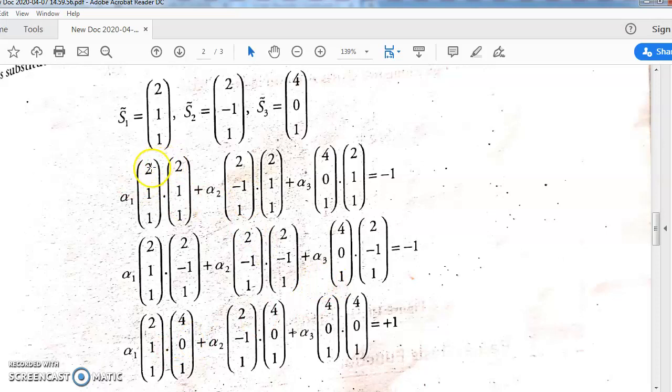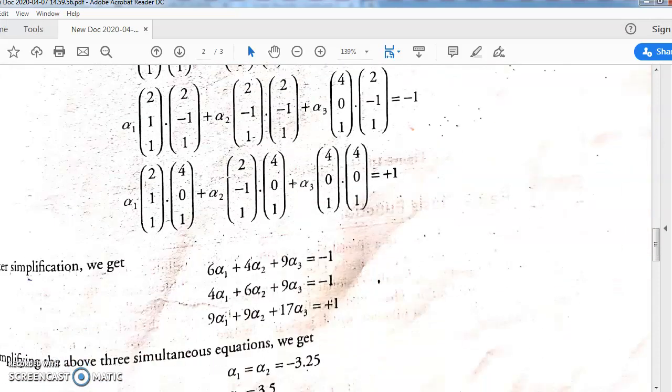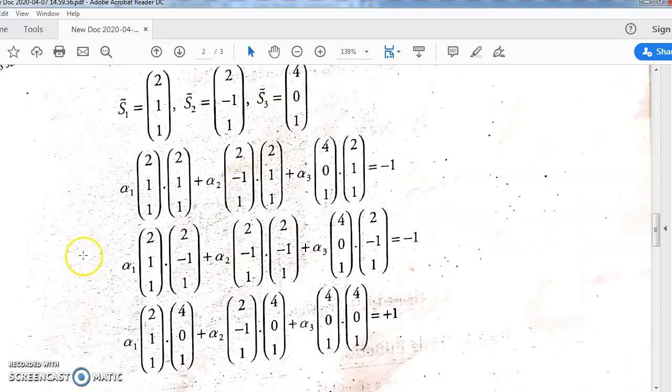Solve it like normal, it is just multiplication of the elements. If you solve, you will get the simplified equation. For example, 2 into 2 is 4, plus 1 into 1 is 1, plus 1 into 1 is 1. So 4 plus 1 plus 1 is 6, so that is 6 alpha 1. Similarly, 2 into 2 is 4, plus -1 plus 1, which cancel out, so that becomes 4. Similarly here 4 into 2 is 8 plus 0 plus 1.